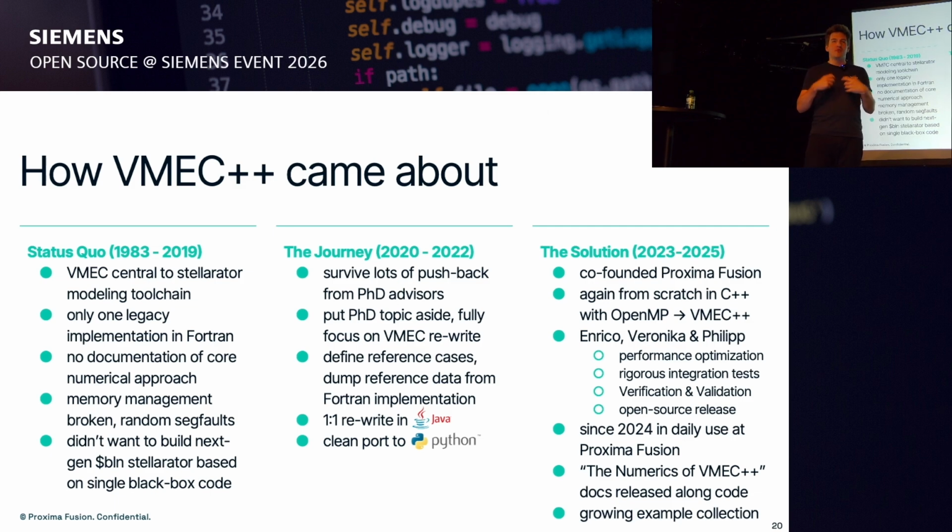And then we did the from-scratch, proper, high-performance implementation of this VMEC code in C++. And this is also the one that's now open sourced. I have to give a huge shout out to Enrico, Veronica, and Philip, who were three early team members who helped a lot, in particular Enrico with the performance optimization and rigorous integration tests, and Veronica, who mostly worked on the verification and validation against the Fortran implementation, to the point that we decided to open source release it at the end of '24. I think it actually went online in 2025. And it's in daily use at Proxima Fusion since 2024.